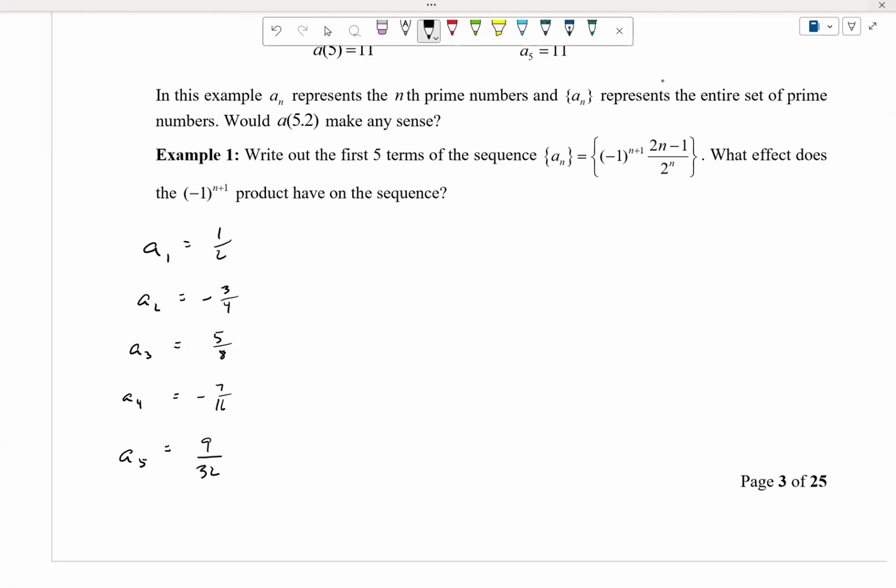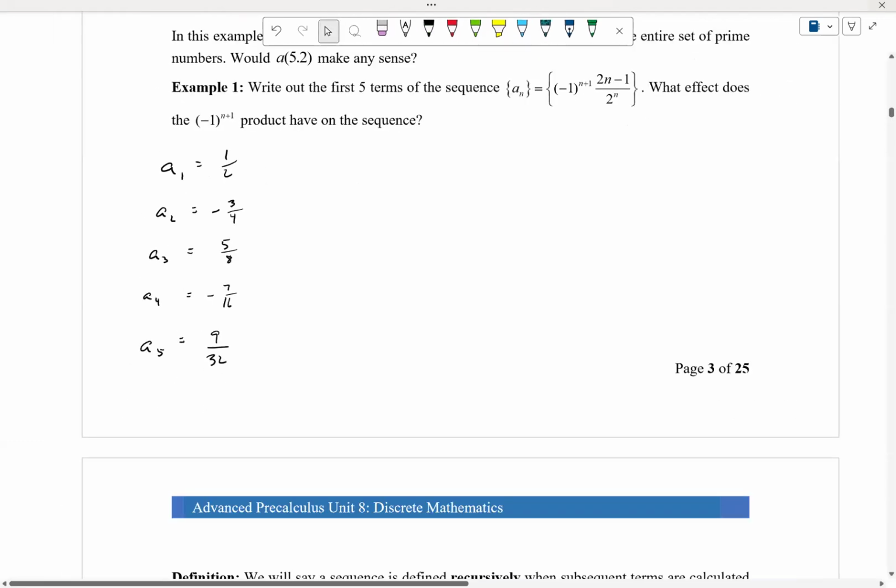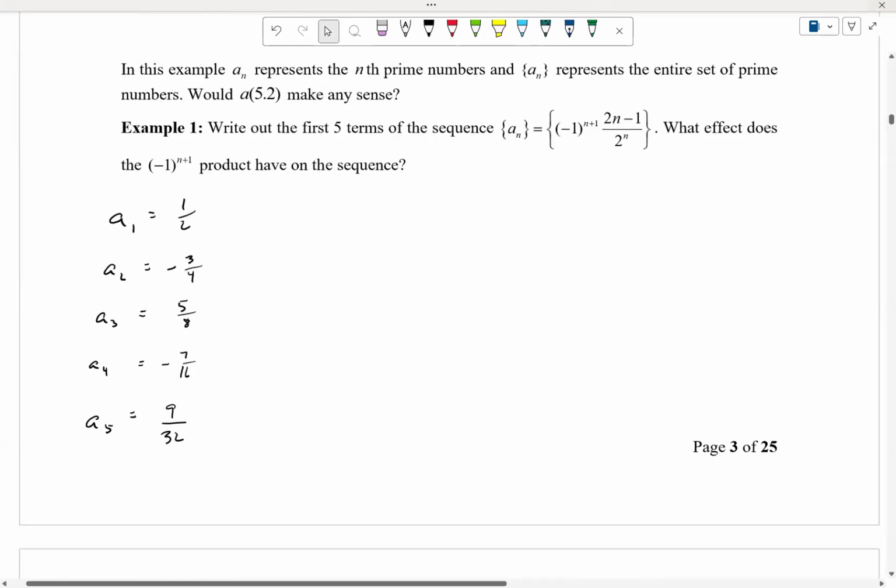Okay, it makes sense that the top is going up by 2, considering what we have here in the numerator of the nth term, or the general term, as it's called. If this had been 3n minus 1, I'd be going by 3s. The bottom is just a power of 2. And it says, what effect does the (-1) to the n plus 1 product have on the sequence? It just makes it go from positive, negative, positive, negative. It's called an alternator.